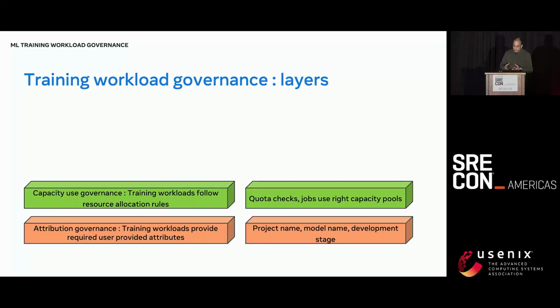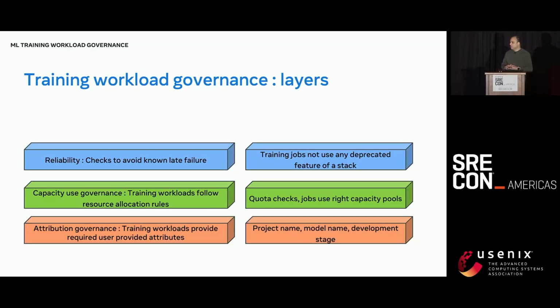The next is capacity governance, and we are all familiar with quota checks. At Meta, we have different capacity pools. There are high priority capacity pools where the jobs have low latency guarantees, and there are capacity pools where the latencies may be higher. And we use attributes like the purpose of the training to make sure the right capacity is used by these jobs, because it's a very multidimensional space, and individuals have access to multiple capacity pools.